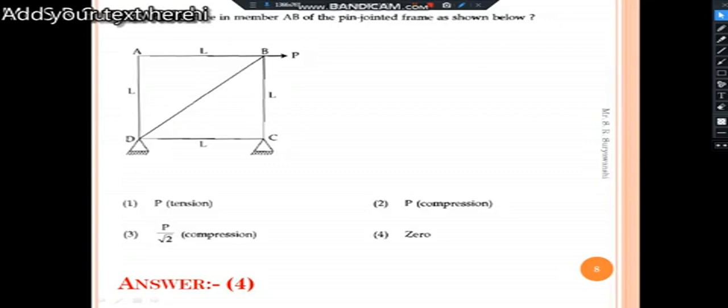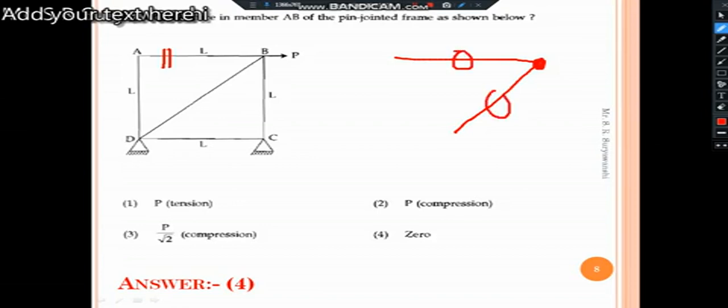Next MCQ is, what is the force in member AB of the pin jointed frame as shown below? A pin jointed frame is as good as a truss, and we have to find out the member force in member AB. Now we know that at a joint where two members are connected and no external load is acting, the member force in a given member will be directly 0. If I consider the joint A, no external load is acting, so the member force in AB as well as AD is 0, and they have asked for AB, so the answer is 0, option 4.